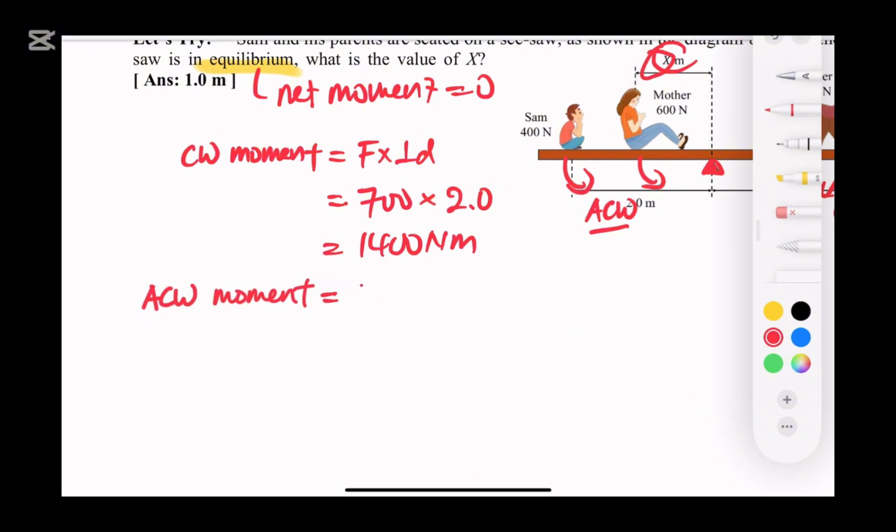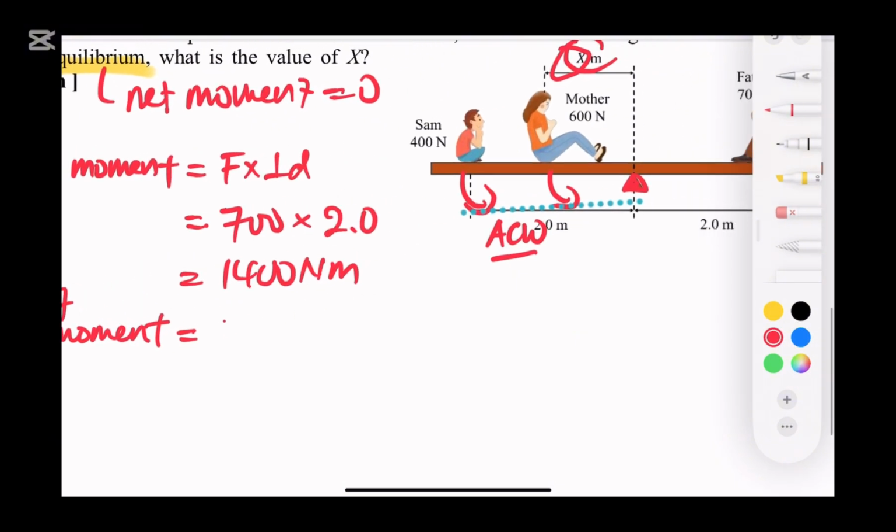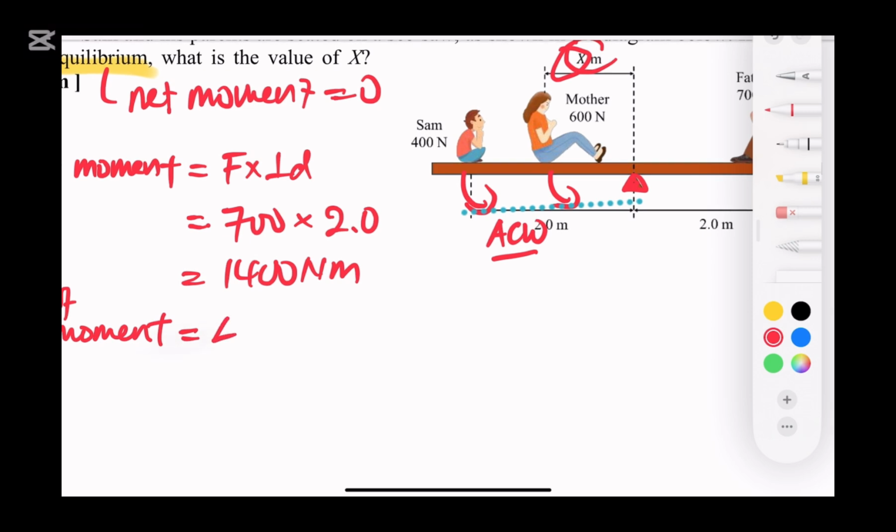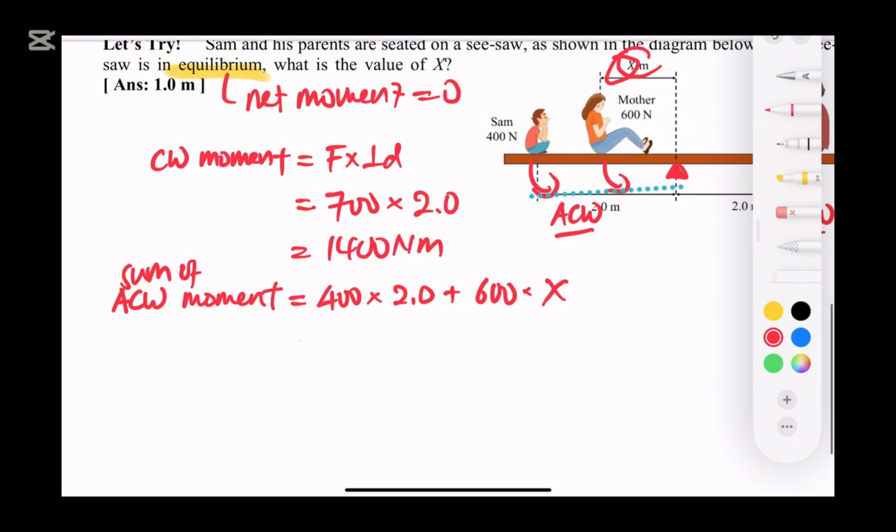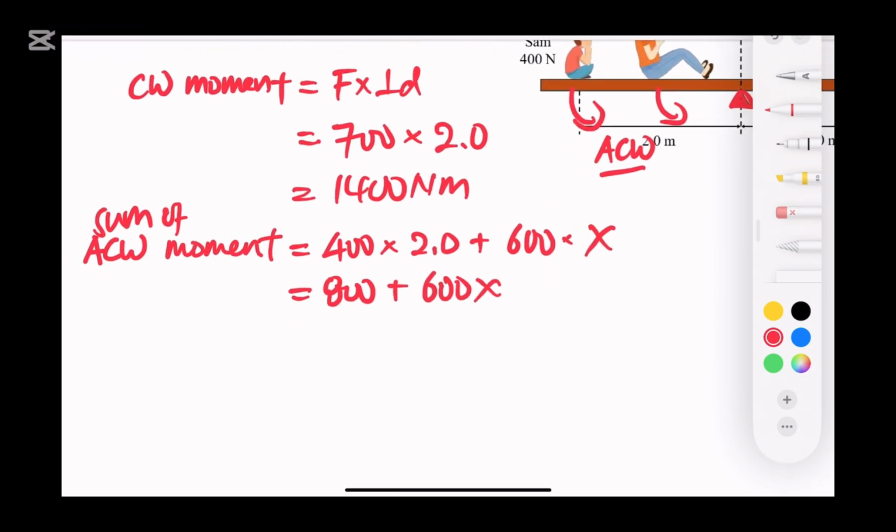Since there is more than one, we have to write the sum of anti-clockwise moments. Okay, so we go and calculate first. First we have Sam, who is 400 newtons. We multiply it by the distance of 2.0, and you add on the moment created by the mum, which is 600 multiplied by the distance x. So this is 800 plus 600x. Okay, we do not know the value of x, so we keep it as it is.